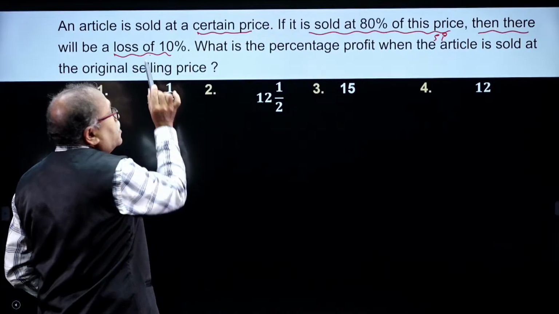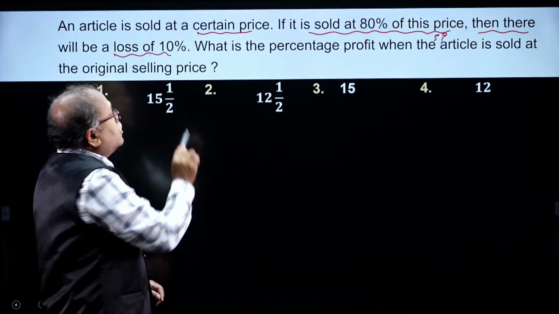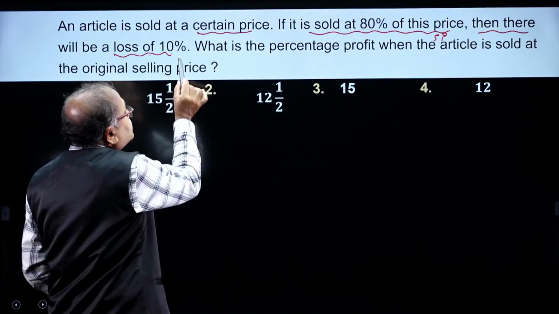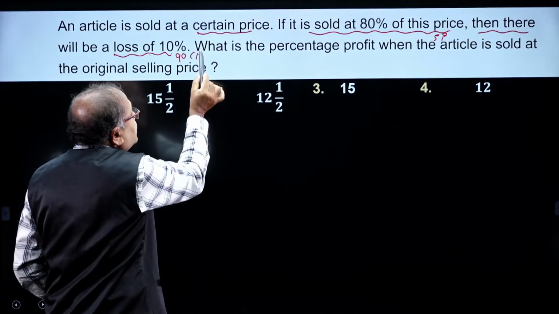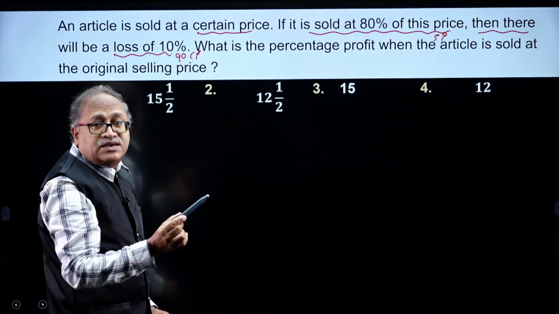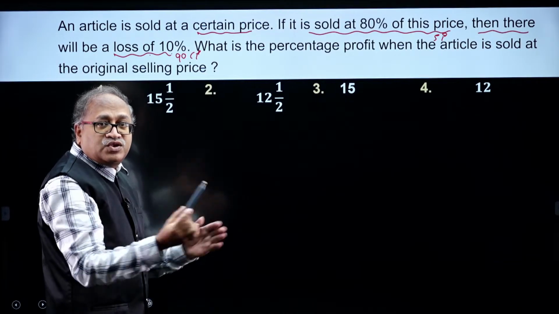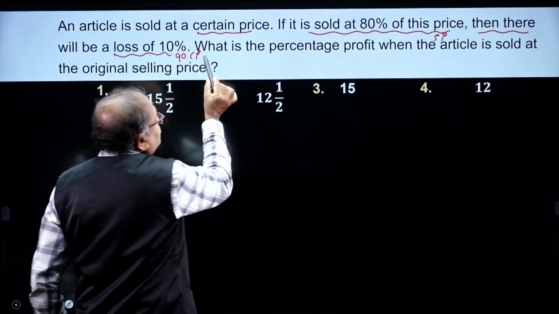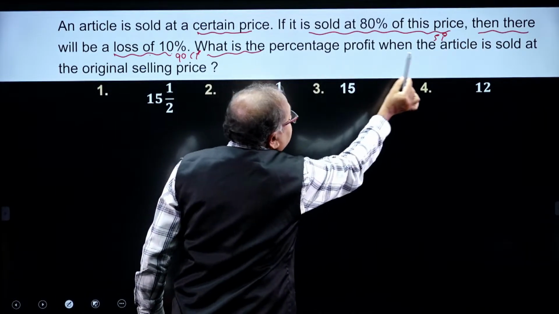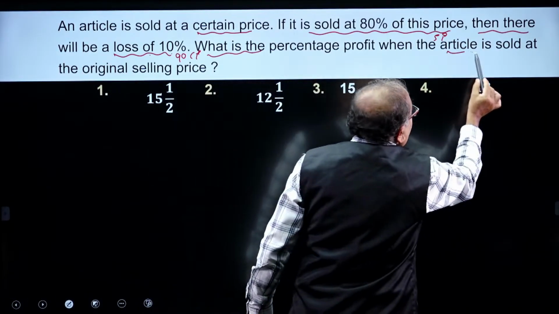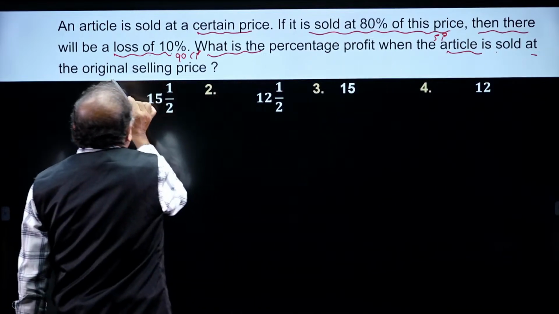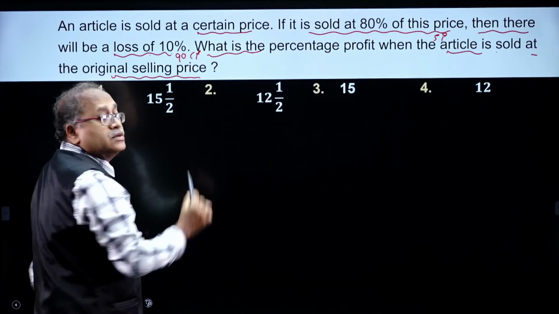So, one small thing if you understand over here, loss of 10% means selling price is 90% of the cost price. So, you can unfold the solution. What is the percentage profit when the article is sold at the original selling price?